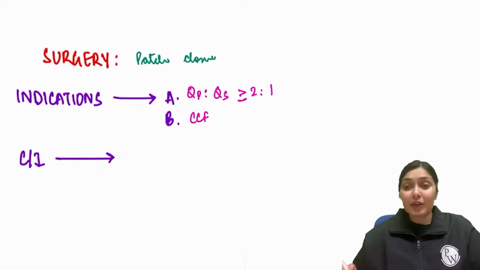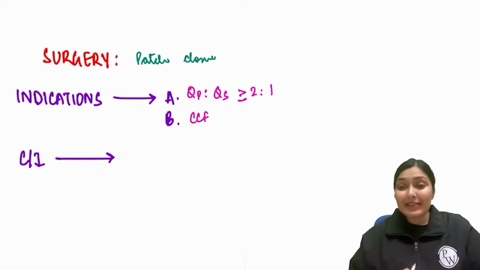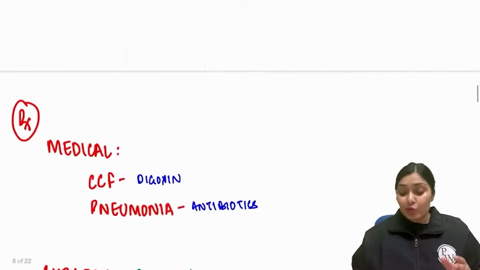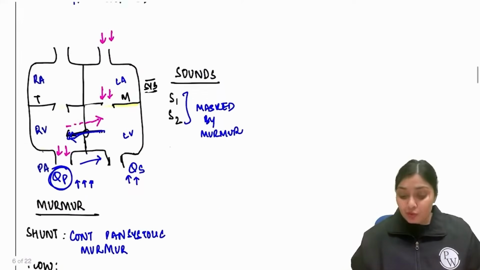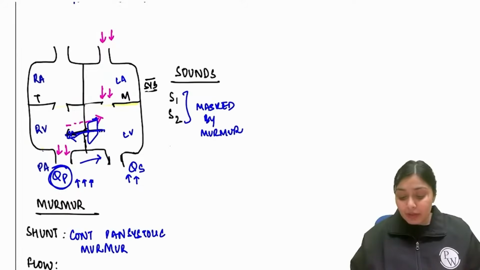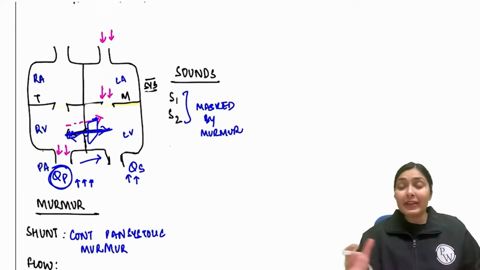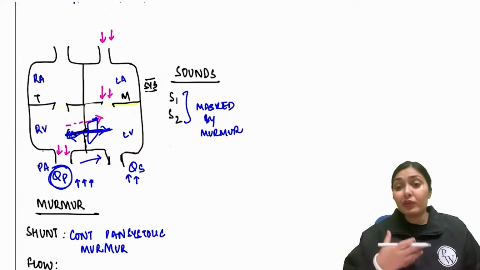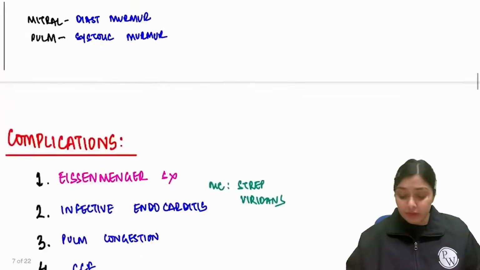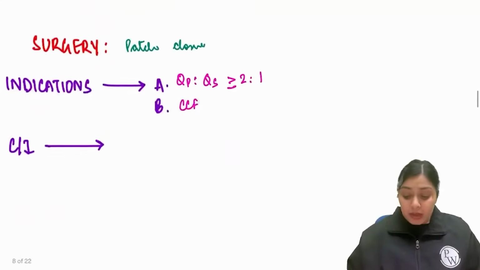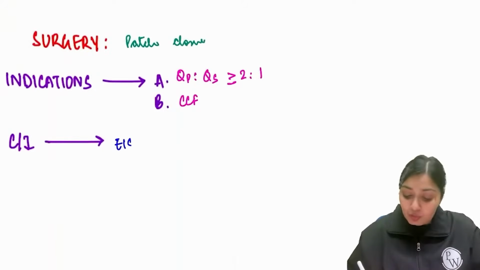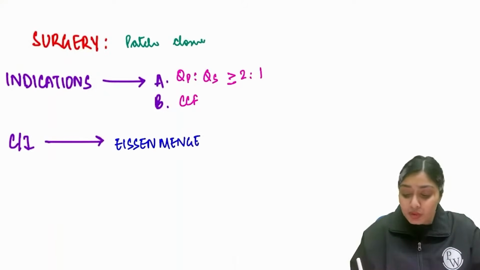Now they ask, what is the contraindication of this patch closure? Contraindication is Eisenmenger syndrome. Once Eisenmenger syndrome has set in, you don't do the patch closure. So if you do a patch closure in Eisenmenger syndrome, what will happen? These pressure dynamics have already changed, so this patch closure will fail. So the contraindication is Eisenmenger syndrome. Once Eisenmenger syndrome has set in, you don't do the surgery.